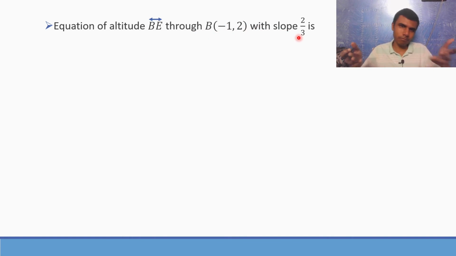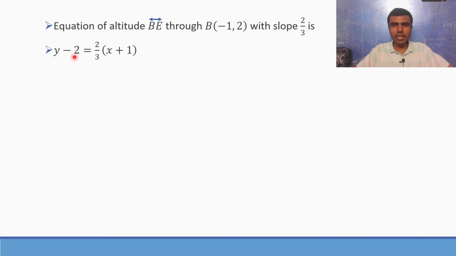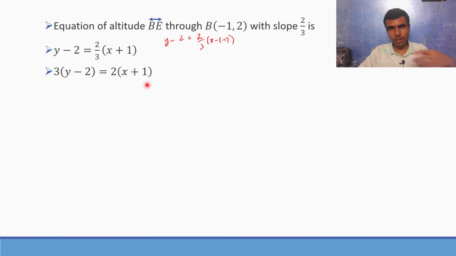We have a point and a slope, so again slope point form: y minus y1 is equal to m, 2 by 3, into x minus of -1, that means x plus 1. In case you are getting confused, y minus y1 is equal to 2 by 3 into x minus -1, x minus x1, minus of -1 is +1, that step only I wrote here. Now send 3 here, so 3 times y minus 2 is 2 into x plus 1, 3y minus 6 is nothing but 2 into x plus 2 into 1 is 2. So 3y minus 6 is 2x plus 2.